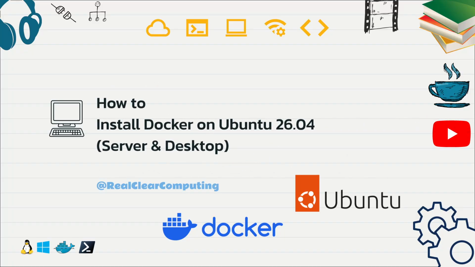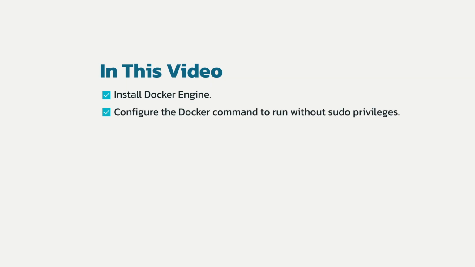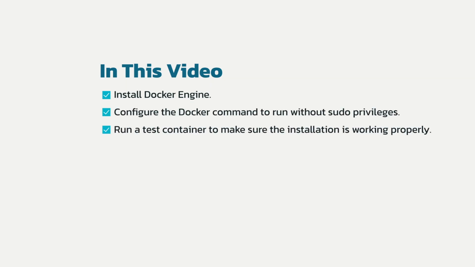So what we will do in this video, we'll look at how to install Docker on Ubuntu 26. And this guide will work on both Ubuntu server and Ubuntu desktop. So first we will install the Docker engine, and then we will configure the Docker command to run without sudo. And then we will also run a test container to test our installation.